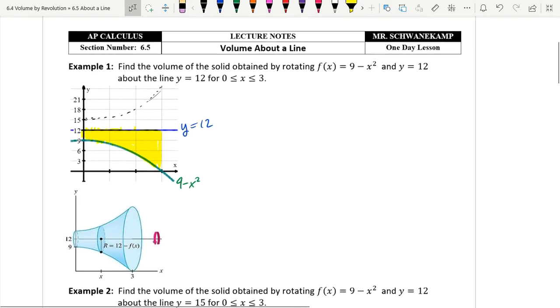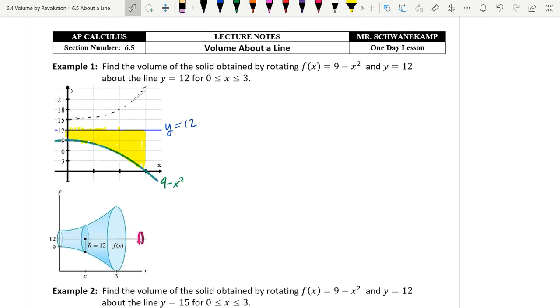If I'm finding volume, what do I got to do? Integrate area. So again, just like every single problem we've done this week, if I put area right here, I win. So I got to integrate my area. I'm rotating this thing in this manner. I'm going this way.